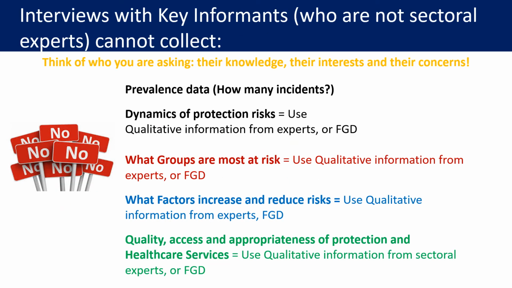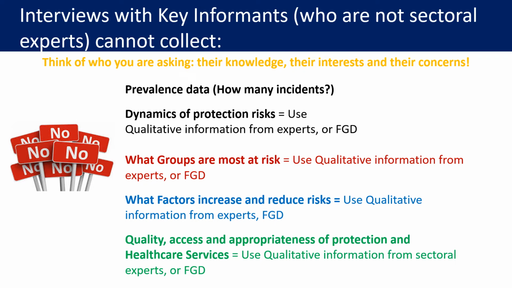Let us look at 3 methods and sources commonly used in humanitarian assessment, and let's try to understand what each one can and cannot do. First, let's look at interviews with key informants. These are individuals who are not sectoral specialists or experts. They respond on behalf of their community. This is widely used, for example, by DTM in their multi-sectoral location assessment.